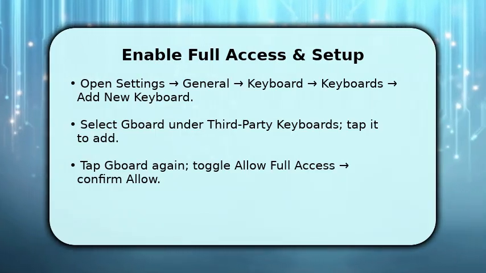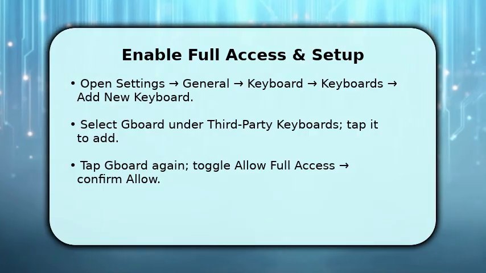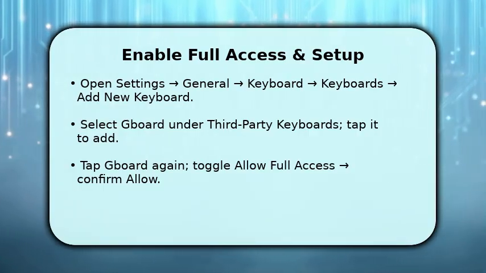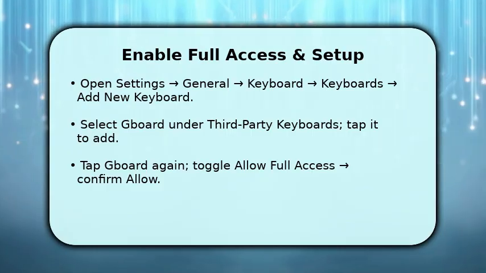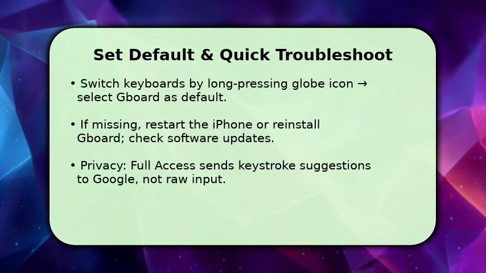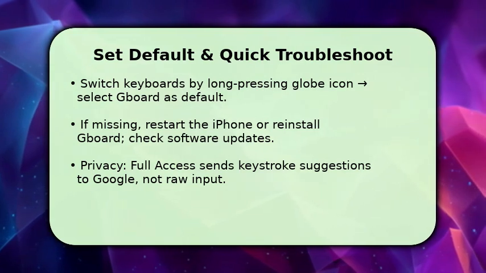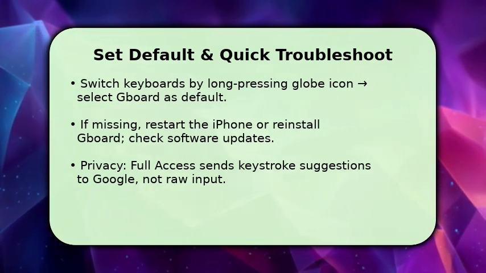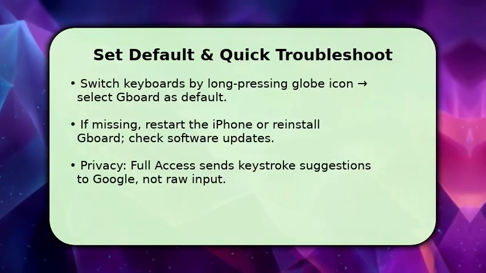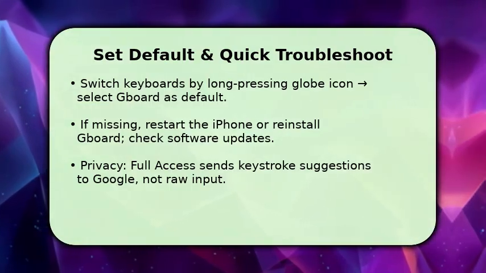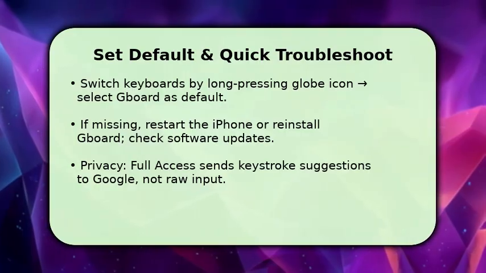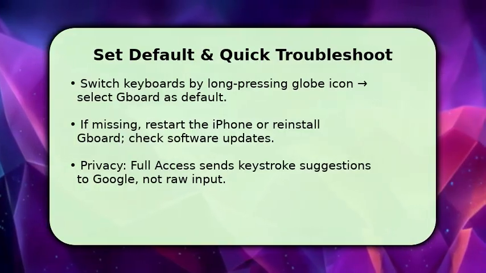After enabling full access, return to any app and bring up the keyboard to verify Gboard appears as an option. Finish by selecting Gboard as your active keyboard. Open an app with text, long press the globe icon, and choose Gboard. If it doesn't show, restart your iPhone and check Settings, General, Software Update. Outdated iOS can block third-party keyboards.